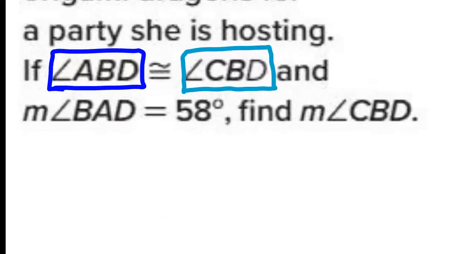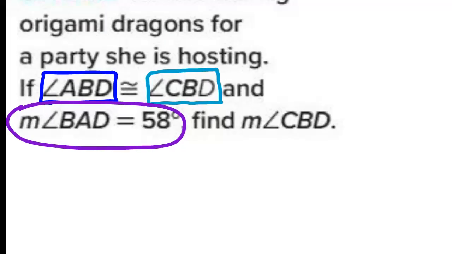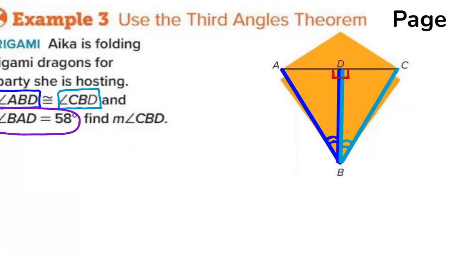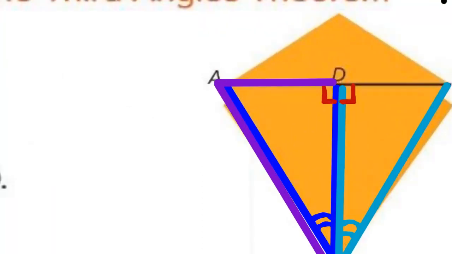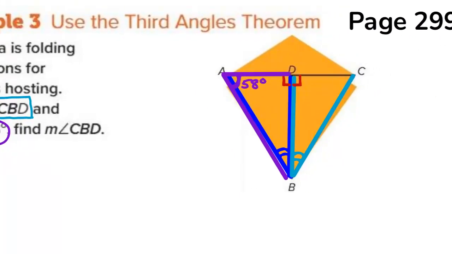They give me one other piece of information. They said that angle BAD is 58 degrees. Well, angle BAD, start at B, then come up to A, and then over to D. So this angle right here is 58 degrees. What other angle would have to be 58 degrees in that picture?